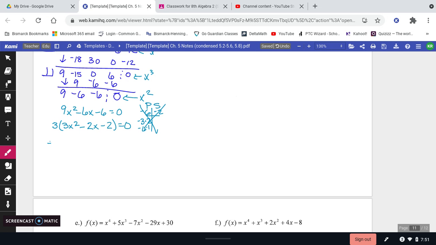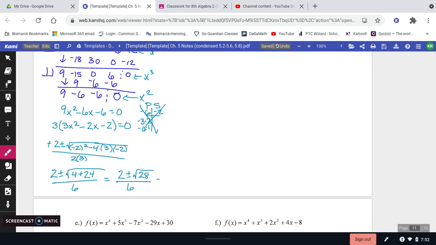So we're going to go opposite of b plus or minus square root b squared minus 4ac all over 2a. Okay, so let's simplify this. 2 plus or minus square root. This would be 4 times 3 plus 24 all over 6. So 2 plus or minus square root of 28 over 6.